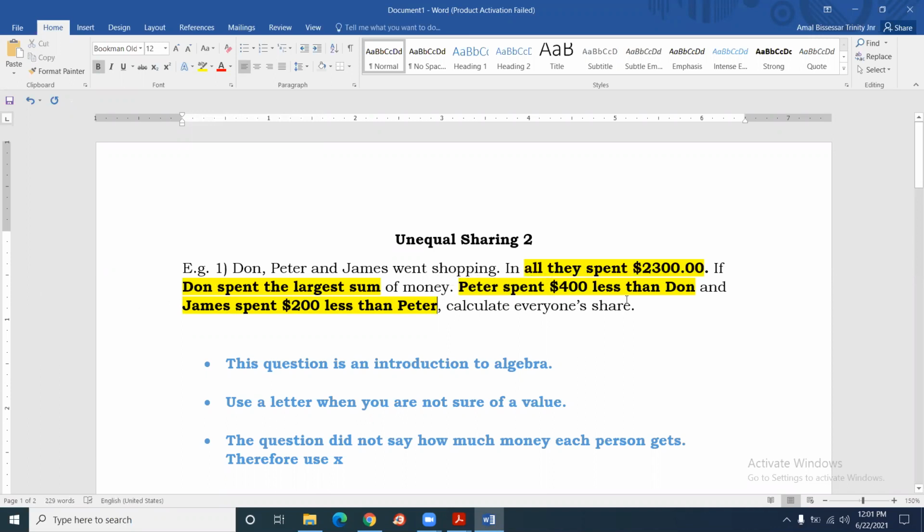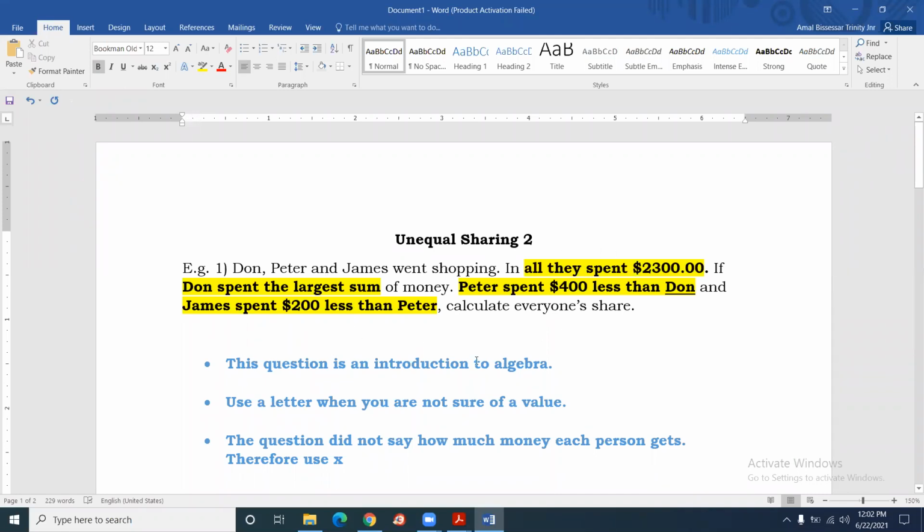Peter spent 400 less than Don. And if I never figured out what Don has, then I could never figure out Peter. I have to find out Don. James spent 200 less than Peter, and I can't figure out Peter unless I figure out Don. So finding out Don is a key part of the question. That's why my note says that this is like algebra. Algebra is basically, for your understanding, I use a letter when I am not sure of a value. For example, I do not know how much Don is.